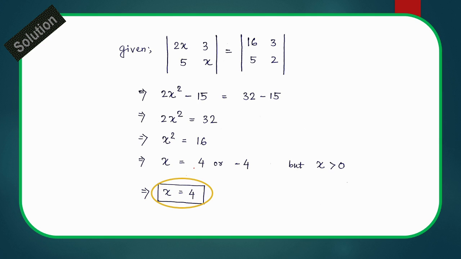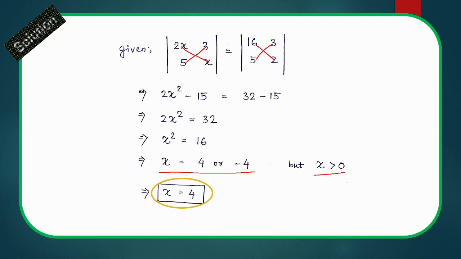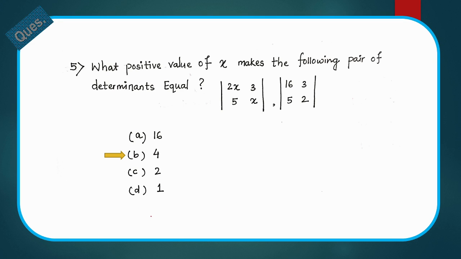Let's see the solution. Given this determinant equals this one, we know how to find the determinant: the multiplication of these two terms minus the multiplication of these two terms. So 2x^2 minus 15 should be equal to 32 minus 15. So finally we get x equal to 4 or minus 4. As the question gives the positive value of x, x is greater than 0, so only x equal to 4 remains. So this is the answer. You can see the answer is option B, 4.